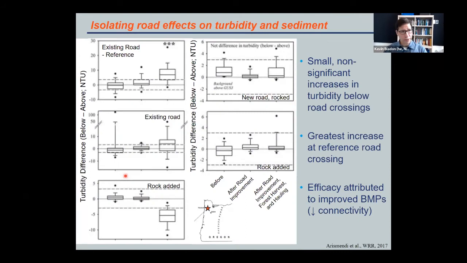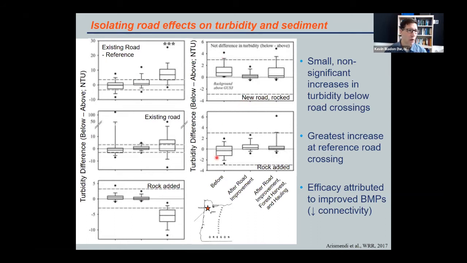So older research as well as the newer stuff also points to roads as being a major contributor to sediment. And so we looked for papers that explicitly dealt with roads. This is a great one from Yvonne Arismendi and others in the Trask. Each one of these figures that they produced is an individual watershed. And each of those watersheds had different treatments. This one, a reference where there were existing roads, but they limited road traffic in the watershed. We had existing roads where traffic occurred. They added rock to a couple watersheds. They added new roads and rocked another watershed.